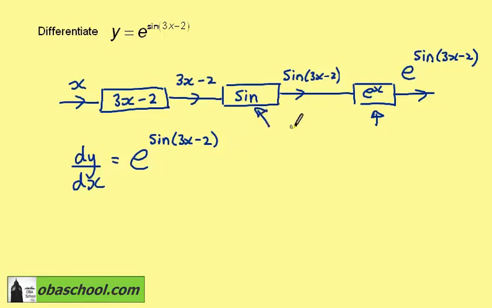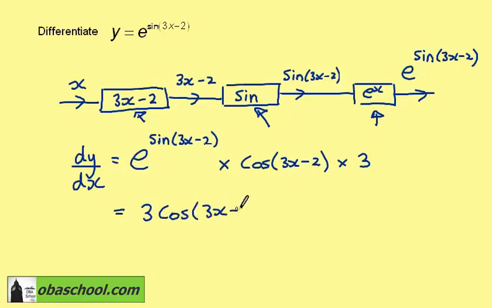When we differentiate sine, we know we get cos. So we multiply by the cosine of 3x minus 2. But once again, we have an inside function, the 3x minus 2. If we differentiate 3x minus 2, we get 3. So we multiply by the 3. Tidying this gives 3 times the cosine of 3x minus 2 times e to the sine 3x minus 2.